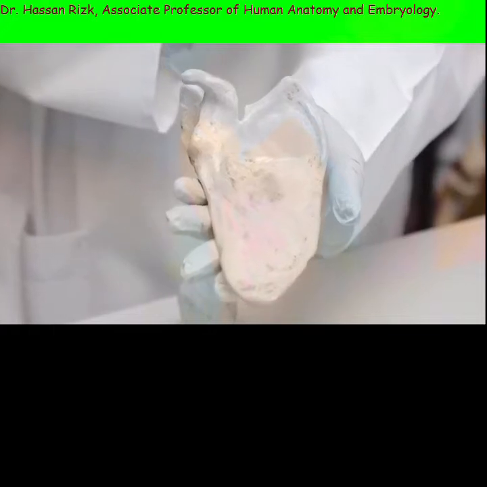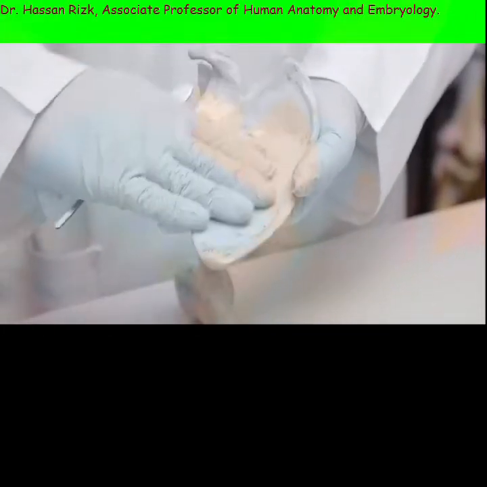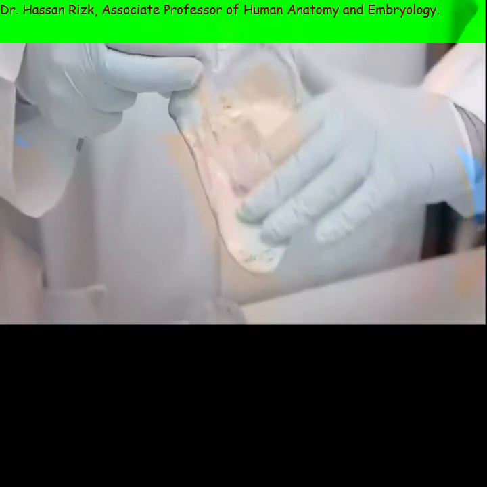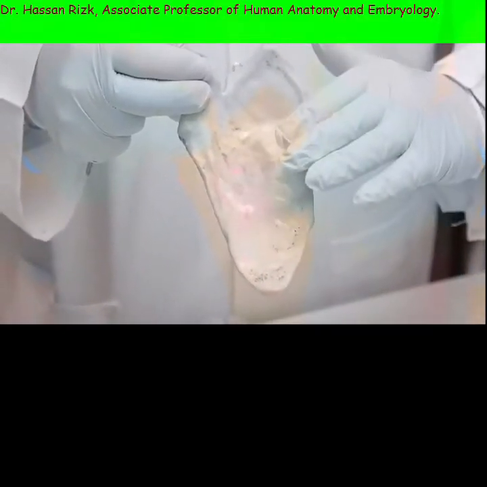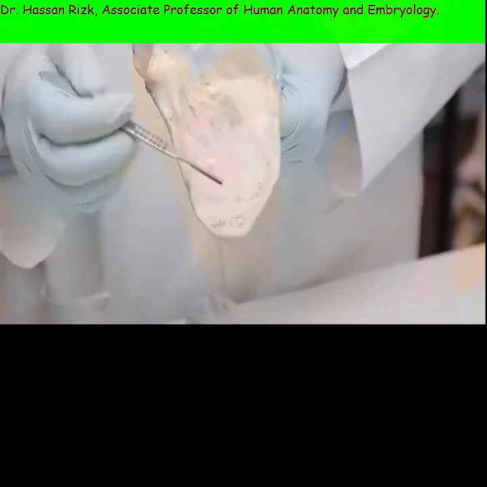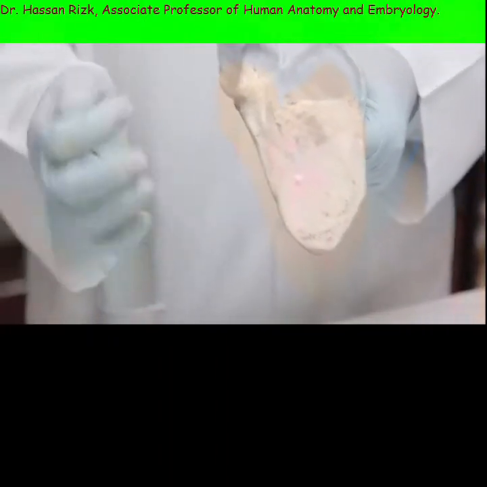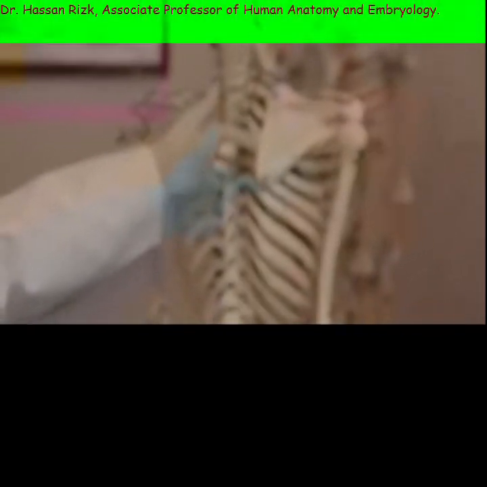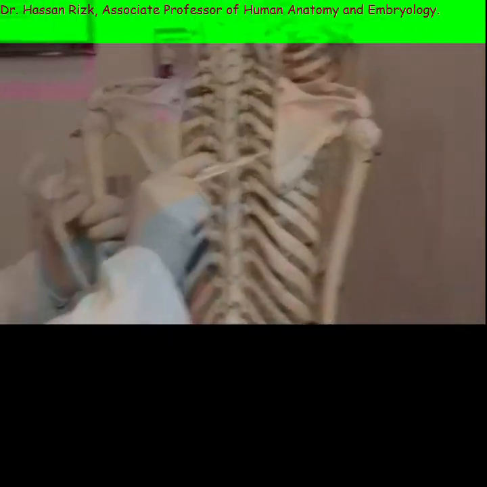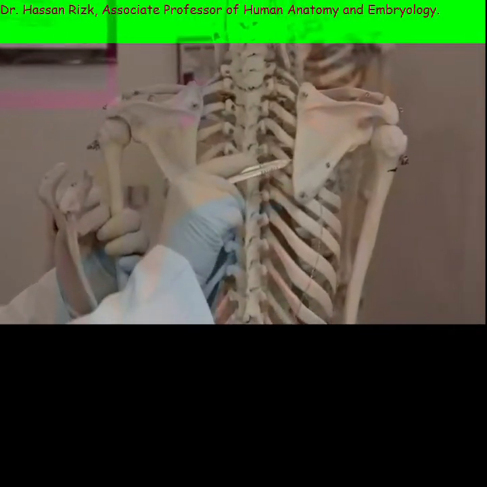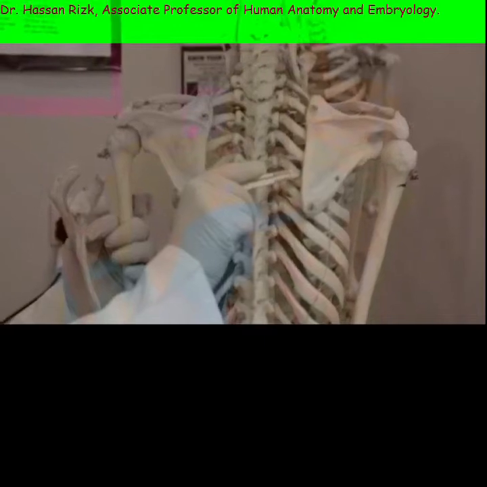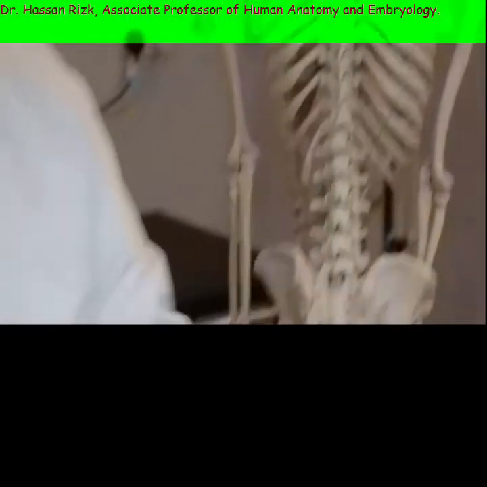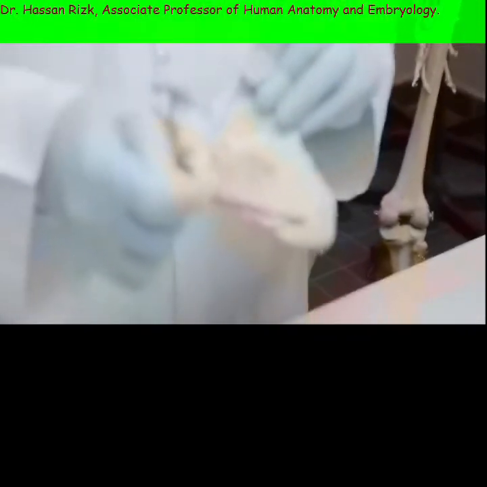and two surfaces. This surface, which is the anterior one, is known as the anterior surface of the scapula, or ventral surface, or costal surface, because this surface faces the ribs. As I mentioned, costa means rib. So because this surface faces the ribs, this is why it is known as the costal surface.